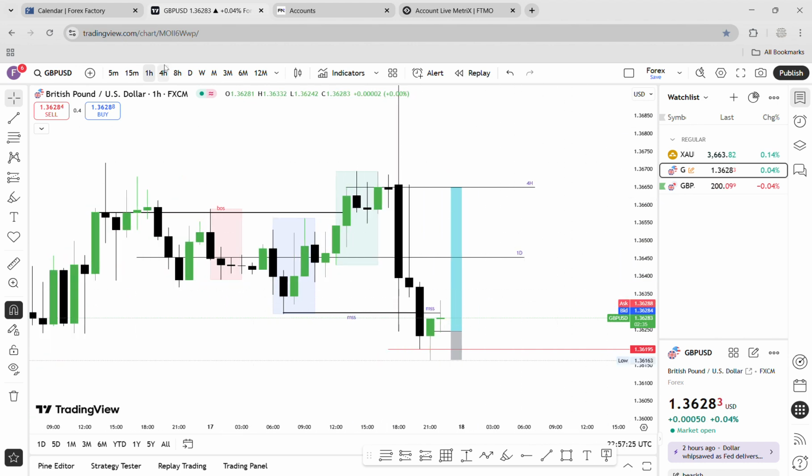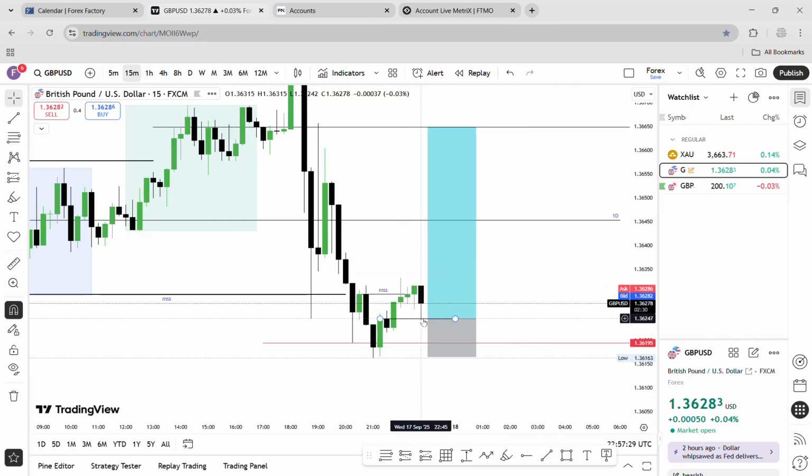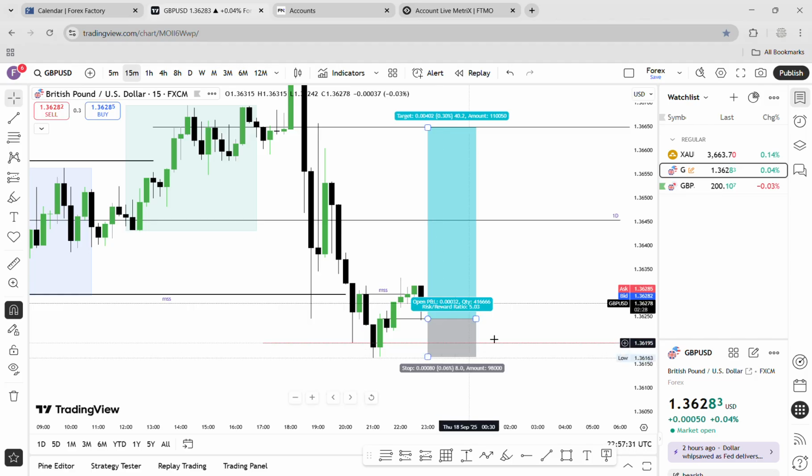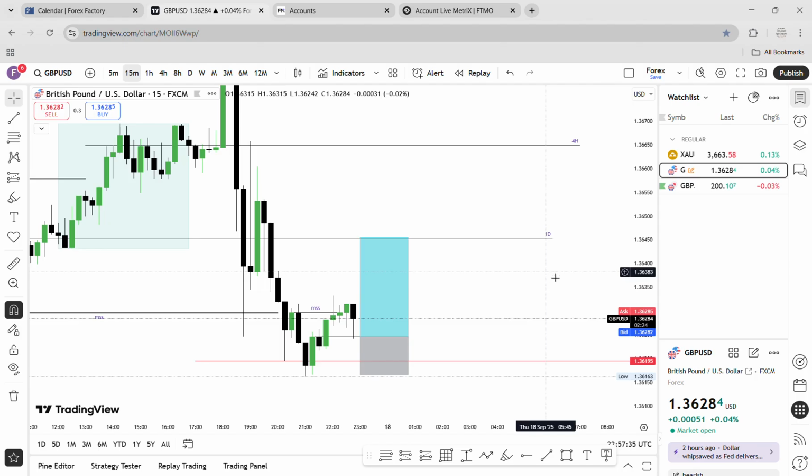Yes, sir. So for the GU, you can see it has already tapped into this area and stop loss right here. And you can aim to target 1 to 2 first, or more. Yeah, I'm here.